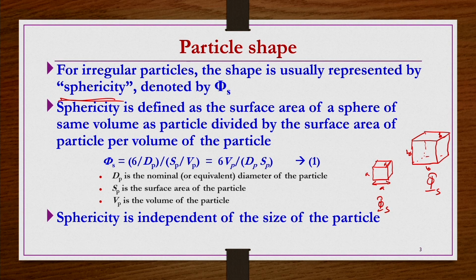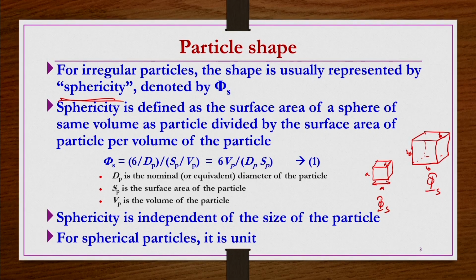And obviously, we have defined the sphericity with reference to the surface to volume ratio of a spherical particle of size dp. So, the sphericity for a spherical particle is always going to be 1, it is always going to be 1 for a spherical particle.